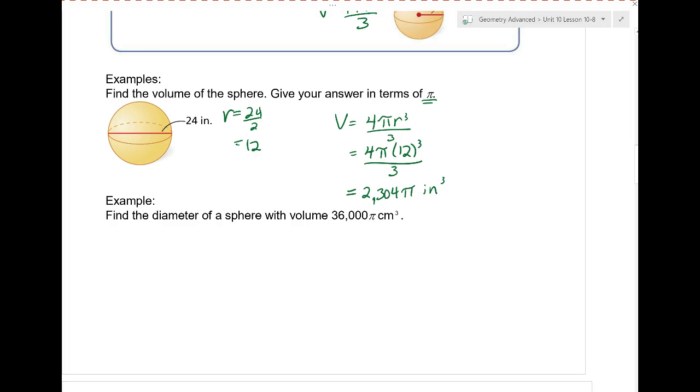We're going to do a straight-up work backwards problem, guys. We're not going to waste our time doing tons of volume formulas when you can plug and chug. It says here, find the diameter of a sphere with the volume of 36,000 pi cubic centimeters. Guys, what type of problem is this? Yeah, it's a work backwards problem.